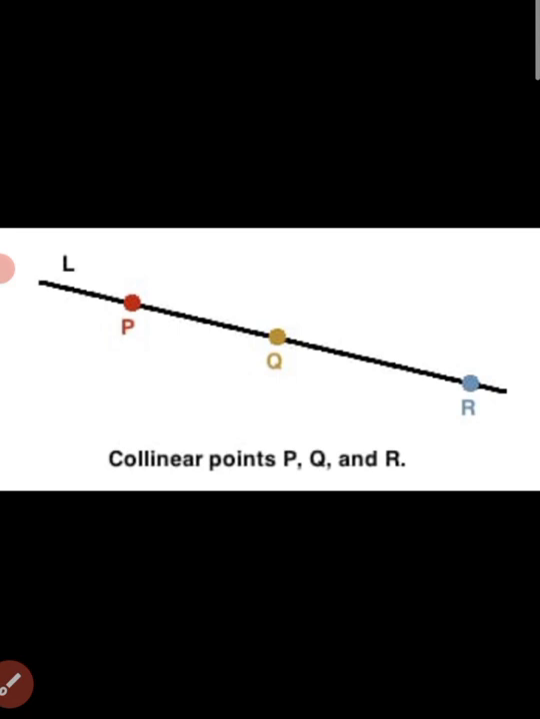Here, look at line L. We have 3 points on line L. They are point P, point Q and point R. These all 3 points lie on the same line L. So, point P, point Q and point R are known as collinear points.